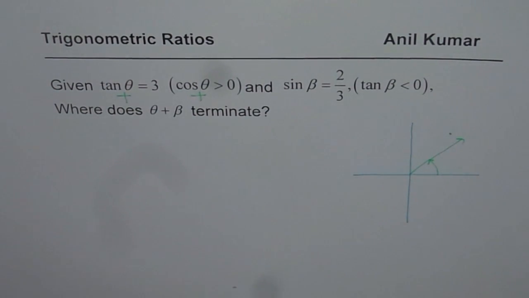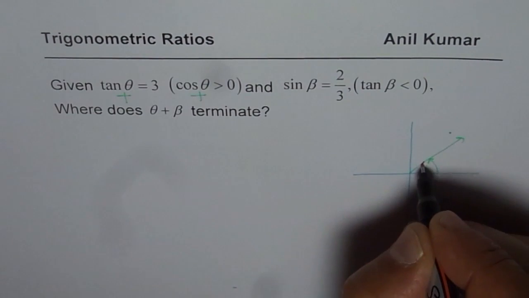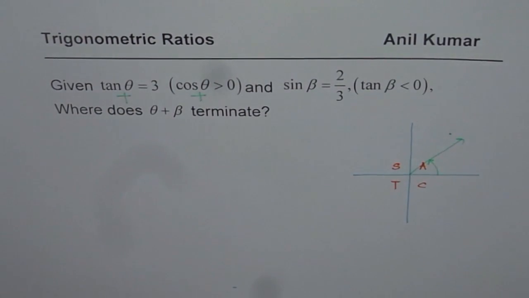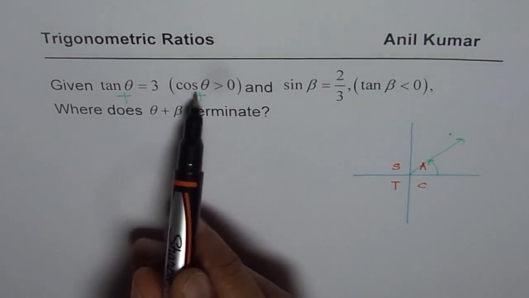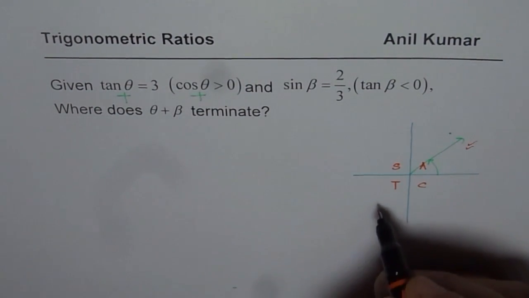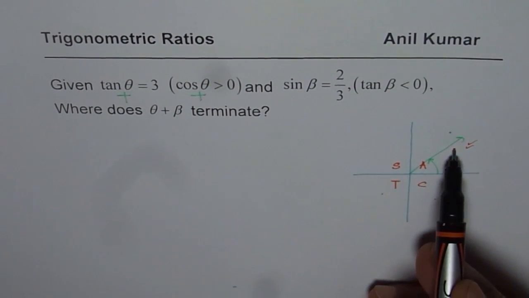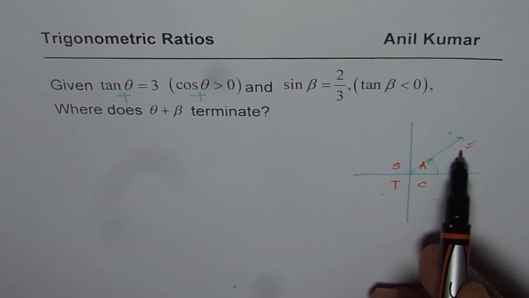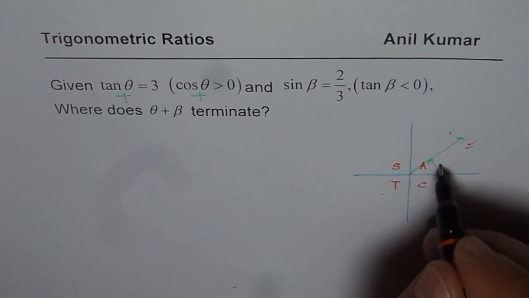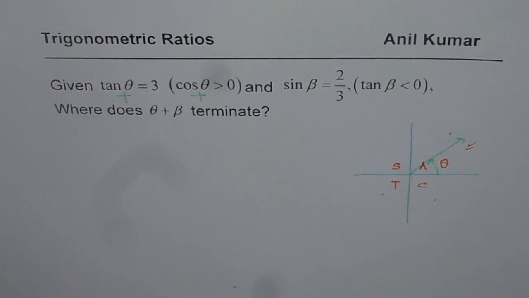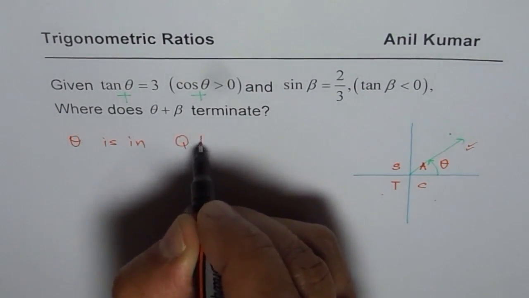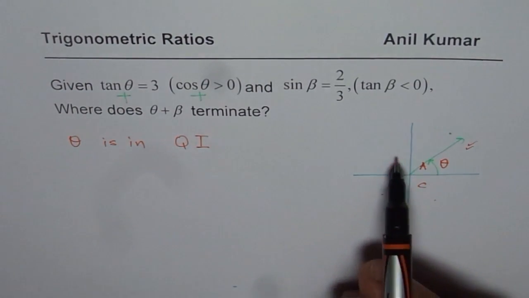We can apply the CAST rule to figure this out. All are positive in quadrant 1, sine in 2, tan in 3, cosine in 4. Since tan theta is positive and cos theta is also positive, that is the only quadrant, correct? Because tan theta is positive in quadrants 1 and 3, cos is positive in 1 and 4, both are positive only in 1. So we can conclude that theta is in quadrant 1, between 0 and 90 degrees.